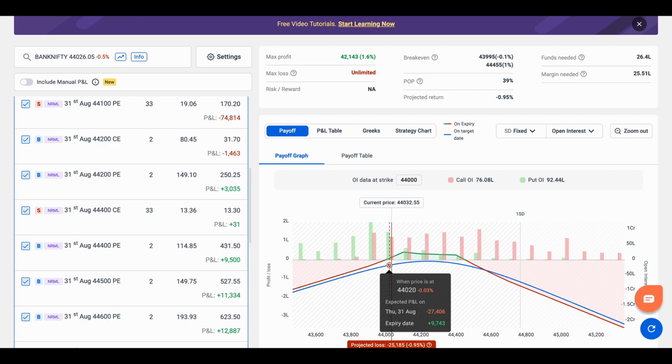So if the market even drops from that position again, then I could actually make a loss from there. So my break evens are around 43,995, and the upper break even is 44,455, which is around 1% on either side.